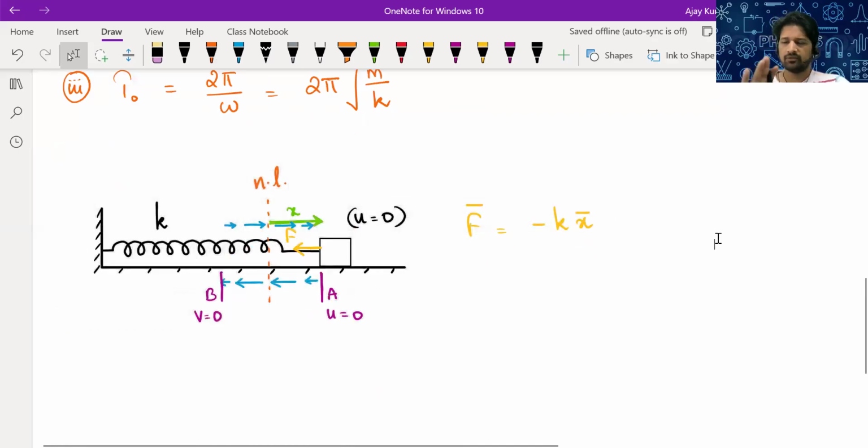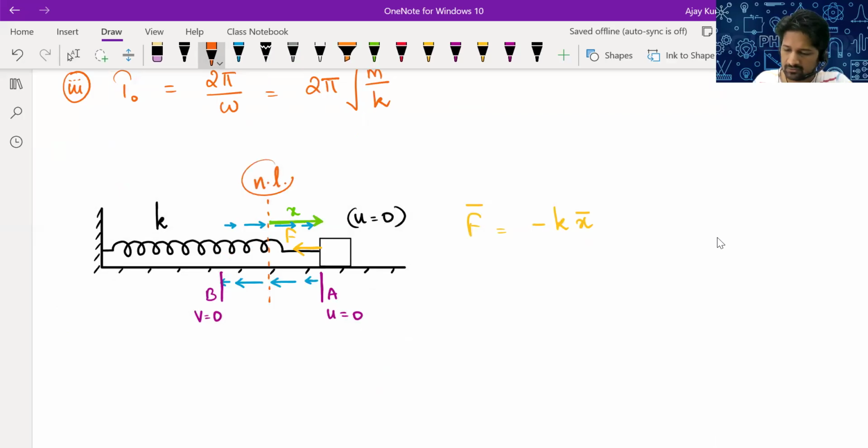Now we have identified the mean position for this system. The natural length of the spring itself is the mean position because when the spring is at natural length, the block will not be experiencing any net force. So the position where net force is zero is what we call the mean position. Assume the block is displaced by some distance x away from the mean position as shown in the diagram. Let's say it is displaced to the right.